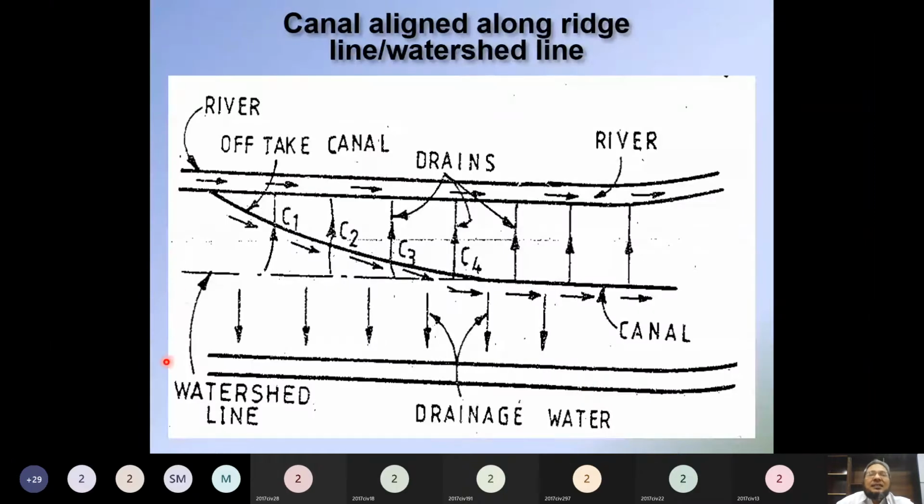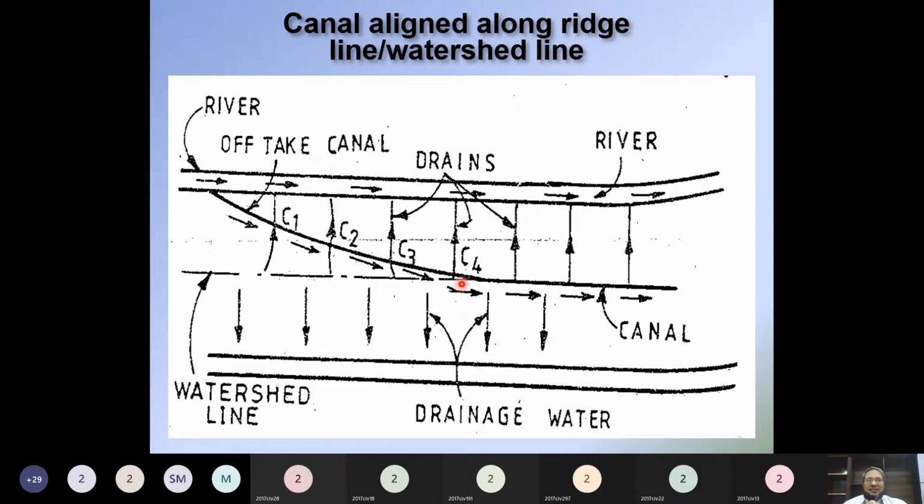You can see that this picture shows how a canal is aligned along a ridge line or watershed line. In this figure, these are the two major rivers. Somewhere here, we have constructed a headwork or a barrage, and a canal has been offtaken from here. Which canal is this, branch canal or main canal? This is the main canal, which is offtaking from this point. After this point, we have aligned this canal along the ridge line or watershed line.